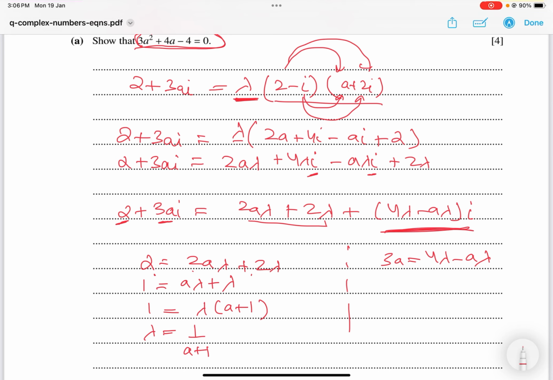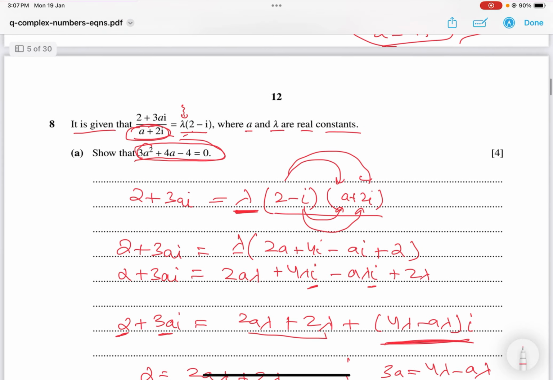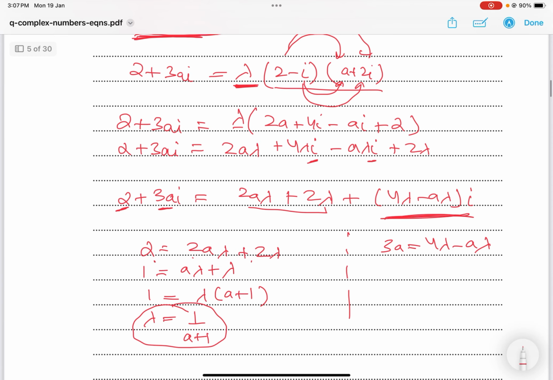Right? We know lambda in terms of a. Now we have to find the relation. How can we find the relation for this? How can we equate it equals to 0? Because look very carefully. We can say put the values over here, but there is no i over here, right? There is no imaginary part. So we will try a different way. We will put this value of lambda over here.